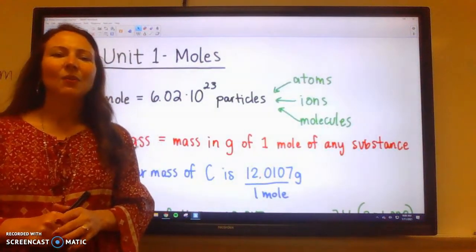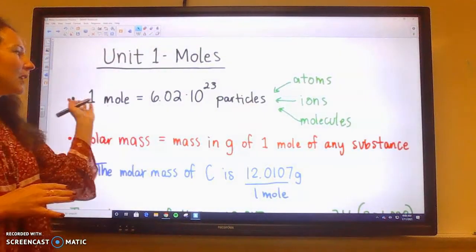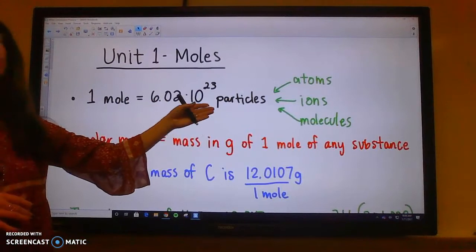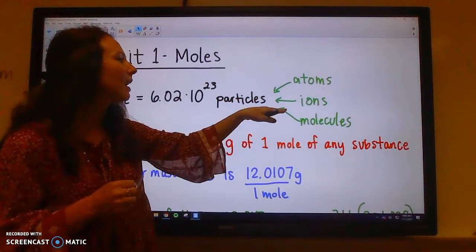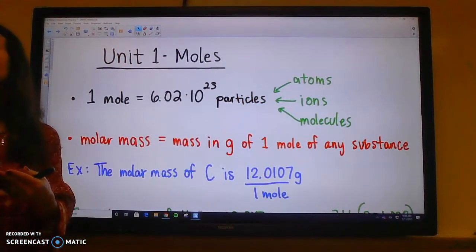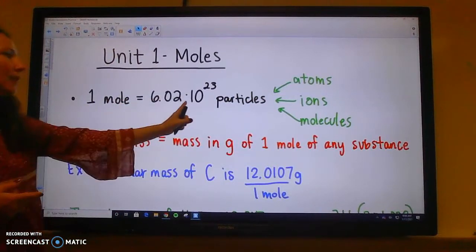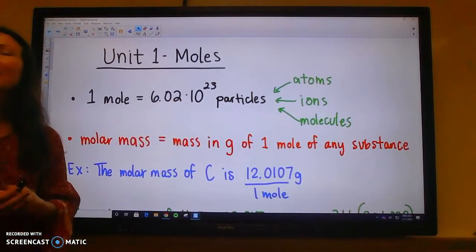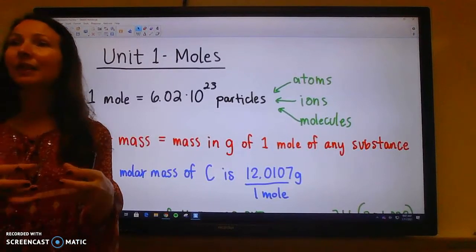Hey guys, so on Thursday we talked a little bit about moles and you wrote down that a mole represents Avogadro's number of particles. A particle can be anything that is really tiny: atoms, ions, molecules. In order for us to do conversions from moles to particles or vice versa, we're going to need Avogadro's number in the conversion.